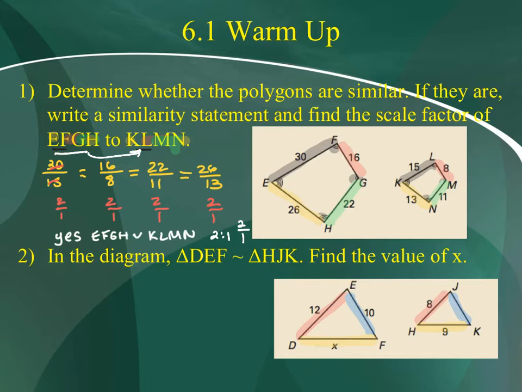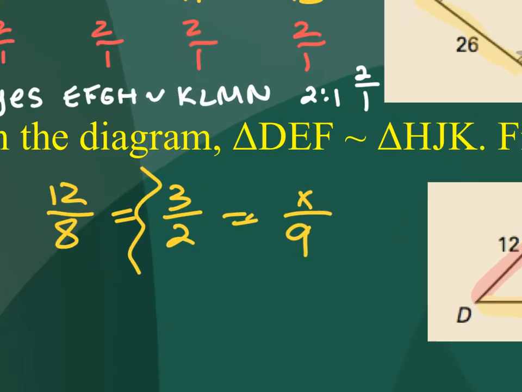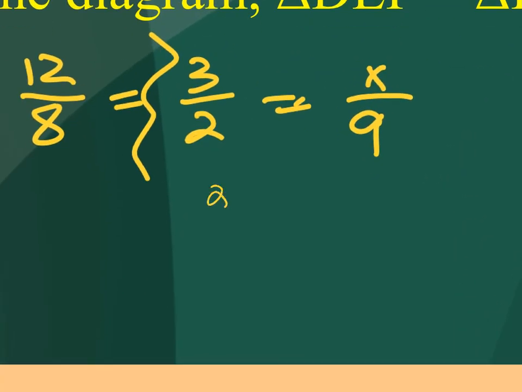So if I wanted to say DF, and it actually doesn't matter which order I set it up as long as I'm consistent. If I did the left triangle to the right, it would be 12 to 8, and that would be 3 to 2. Good, that's my scale factor. So any side in the large one, like x, over its corresponding side, which is 9, would be equal to 3 to 2. And then from here, you can just cross multiply. 27 equals 2x. And then divide both sides by 2.